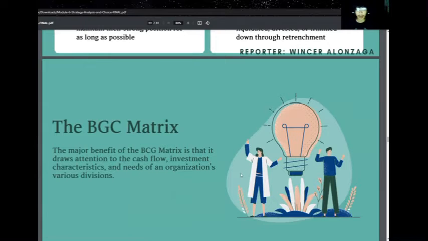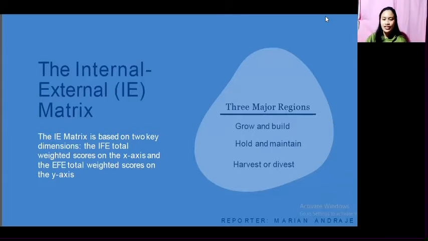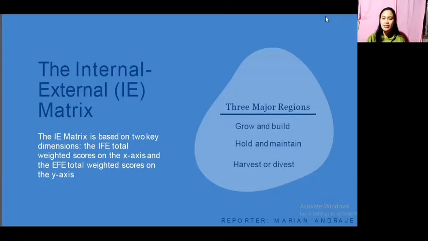BCG matrix. The major benefit of the BCG matrix is that it draws attention to the cash flow, investment characteristics, and needs of an organization's various divisions. The internal-external, or IE matrix, is based on two key dimensions: the IFE total weighted scores plotted on the x-axis and the EFE total weighted scores on the y-axis. It has three major regions: grow and build, hold and maintain, and harvest or divest.